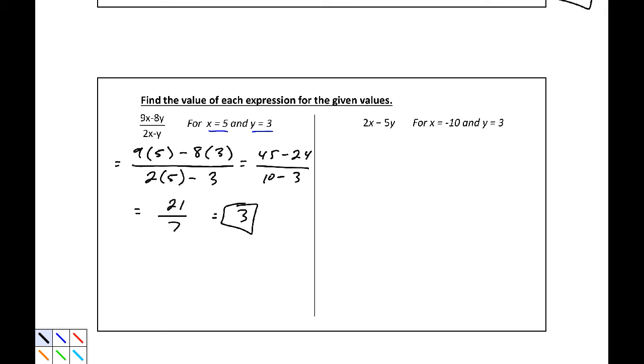For our last example, we have 2x minus 5y, and we're evaluating for x equals negative 10, and y equals positive 3. So this expression becomes 2 times negative 10, that's our value for x, minus 5 times 3, our value for y. 2 times negative 10 is negative 20. 5 times 3 is 15, so this becomes negative 20 minus 15, or negative 35.